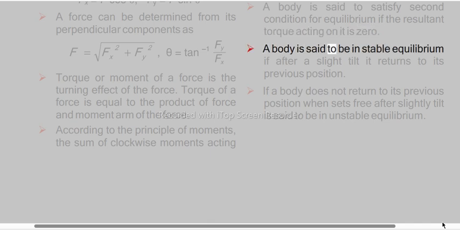A body is said to be in stable equilibrium if after a slight tilt it returns to its previous position. If a body does not return to its previous position when set free after a slight tilt, it is said to be in unstable equilibrium.